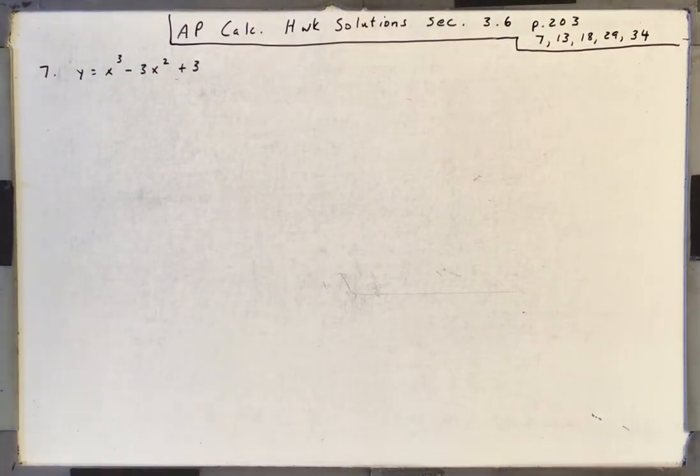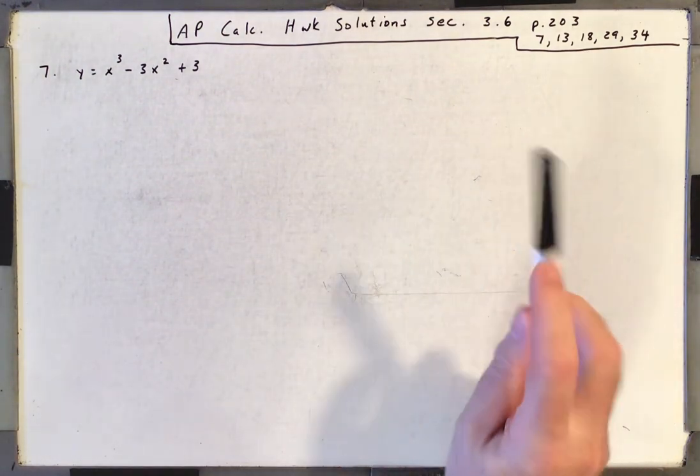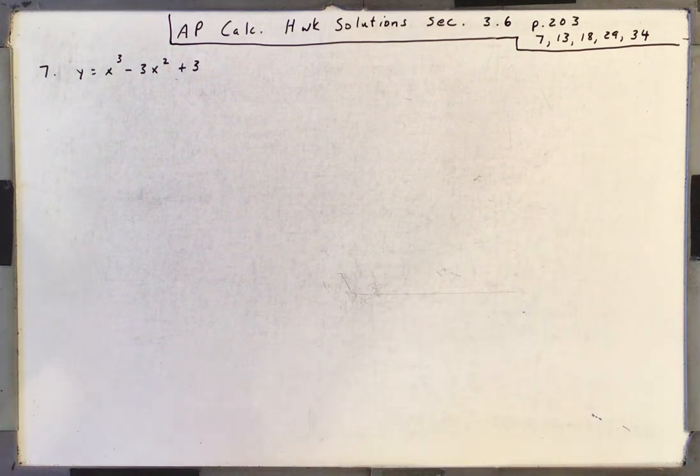Hello and welcome to the AP Calculus Section 3.6 homework solutions. We are going to be working these 5 problems starting on page 203. It's going to be a pretty long video. These problems are pretty involved.